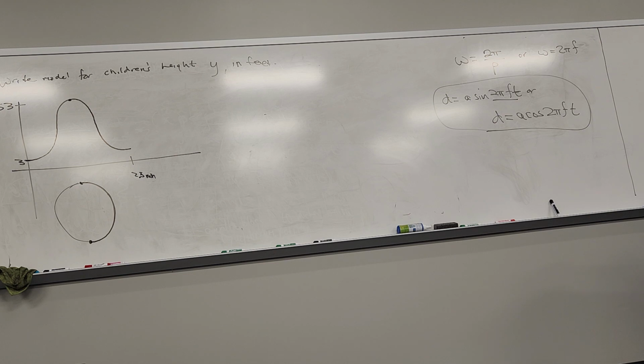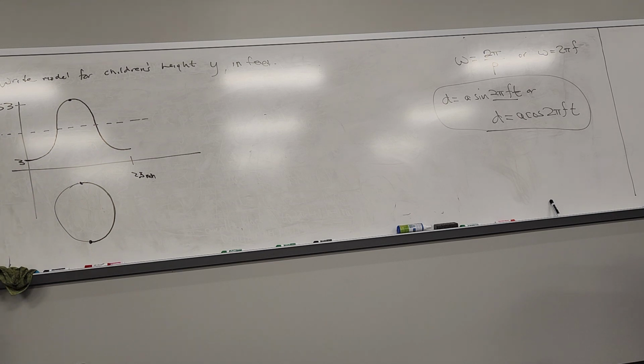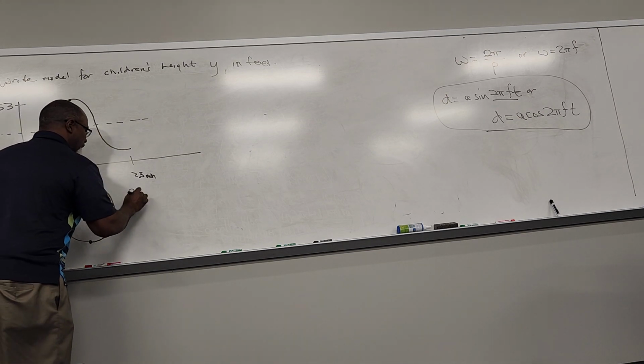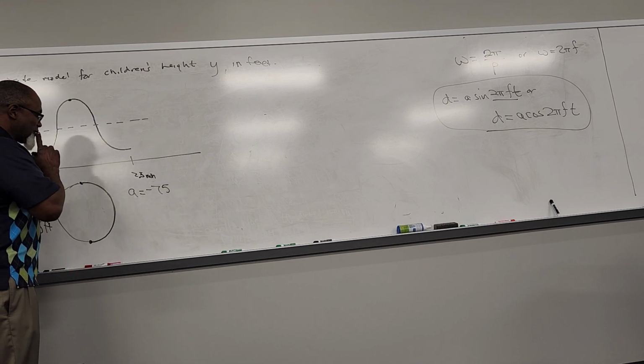Well, amplitude is just gonna be this distance divided by 2, because there's my equilibrium. So my amplitude is gonna be 153 minus 3 divided by 2. Well, that is 75 feet. But I gotta be a little bit careful. Since equilibrium is here, I've gotta take A as negative 75. And let's see if this is gonna work.